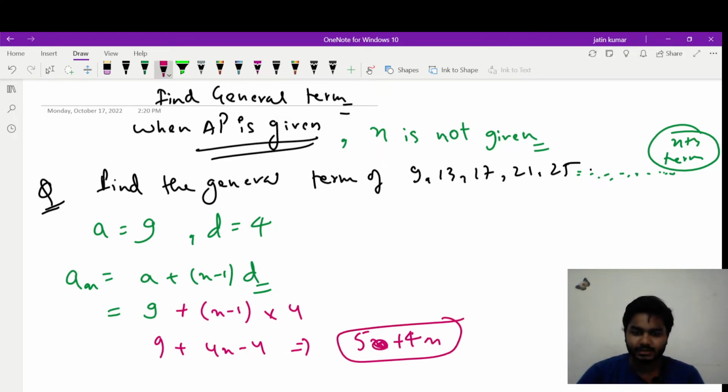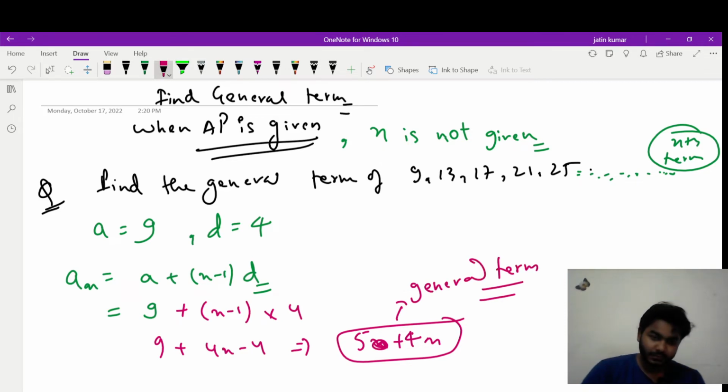So now this is the general term. How do we find the general term? First you will be given an AP, n will not be given to you. You need to find first the A, the first term, then you will find D, the difference between any two consecutive numbers. It should be consecutive.